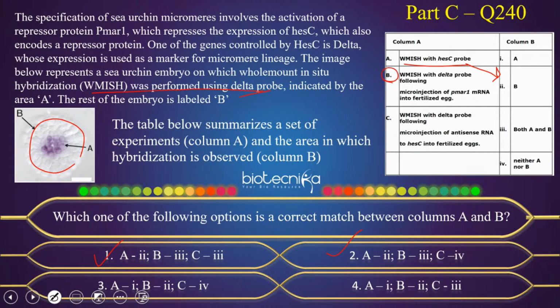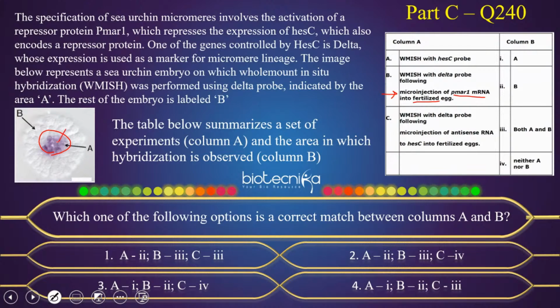Let's see B now. Now WMISH with delta probe. You want to get delta only, like this experiment, but you have a condition. What have you done? You have injected PMAR1 into fertilized egg. Now, where was PMAR1 getting expressed? Only in this area, naturally. But you have done an experiment where you have put PMAR everywhere. Into the egg itself, you have put PMAR.